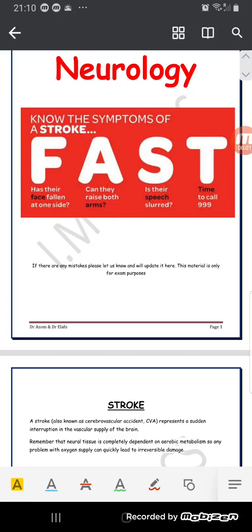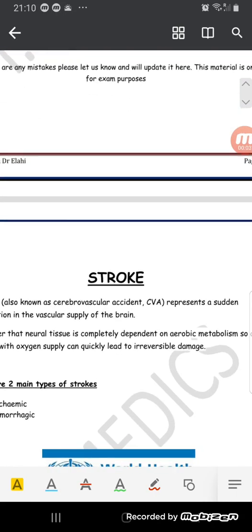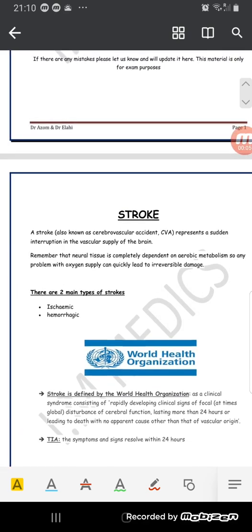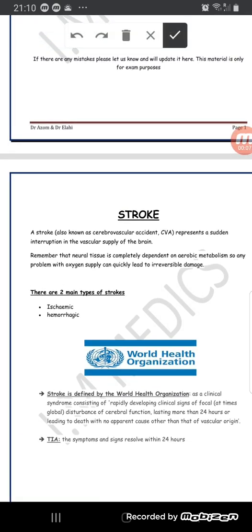Okay, so a quick lecture on stroke. So stroke, there are two things we need to know. We need to know the definition between a stroke and a TIA. So remember, stroke can be ischemic or hemorrhagic.